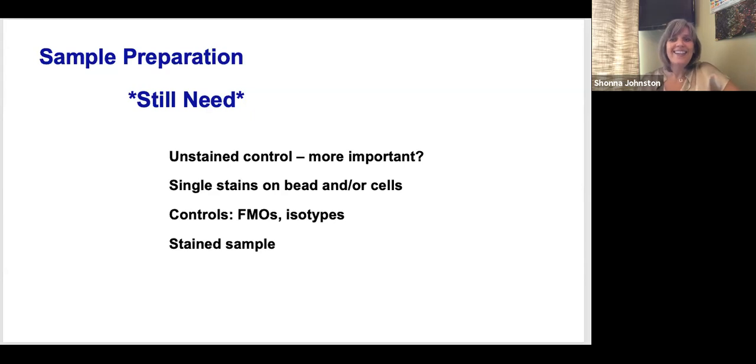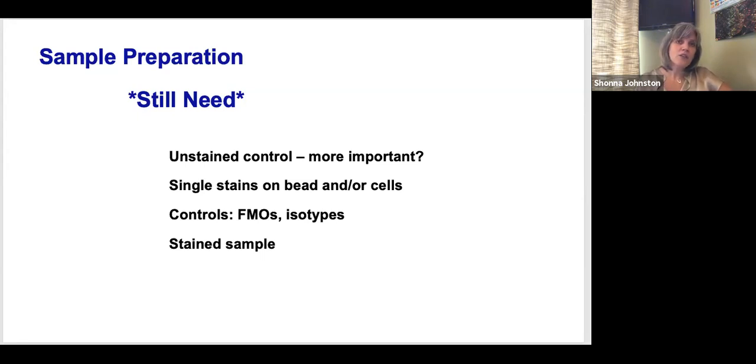And again, when it comes to sample preparation, what's important? You still need all your controls. A lot of our guys, as I say, were coming to me and saying, oh, would you really like to use the spectral flow cytometer, Shonna? Does that mean we don't need to bring FMOs and isotypes? Of course not. You still have to make sure that you're going to be bringing all of these.